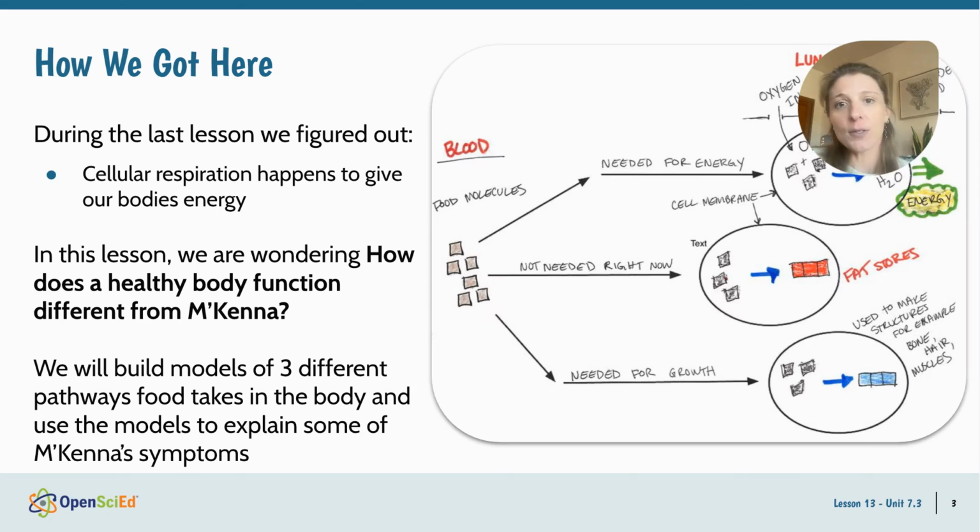To ground ourselves, during the last lesson, we figured out that this thing called cellular respiration happens in our cells when food and oxygen meet and give our bodies energy. In this lesson, we are wondering, how does a healthy body use food for energy and growth? And how is McKenna's body functioning differently? To figure this out, we will build models of 3 different pathways food takes in the body and use them to explain McKenna's weight loss and lack of growth.